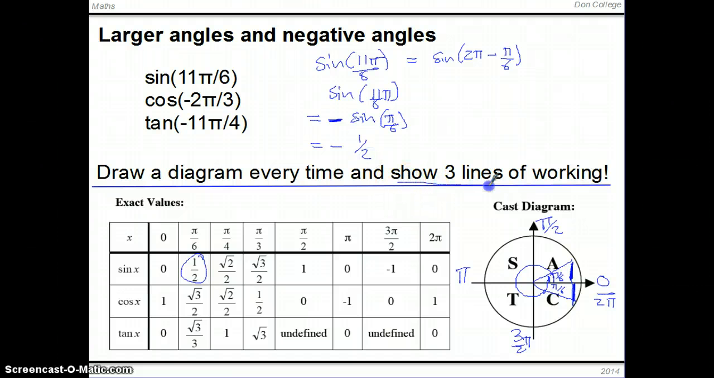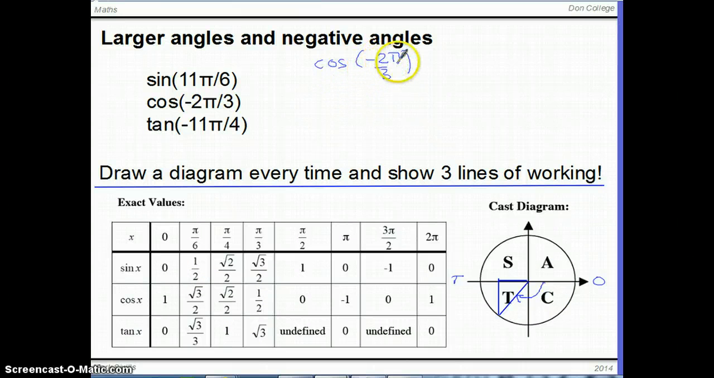These are the 3 lines of working I'm asking you to show. Write down the original thing that you're trying to find. In your next line, you should indicate the sign. You don't have to write a plus if it's positive, so just negative if it's negative. And then the equivalent first quadrant angle. And then look it up in your table to write your final answer. Okay, now pause the video and try and do cos of negative 2 pi on 3 and tan of negative 11 pi on 4.